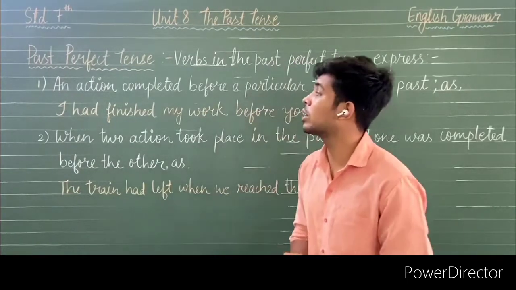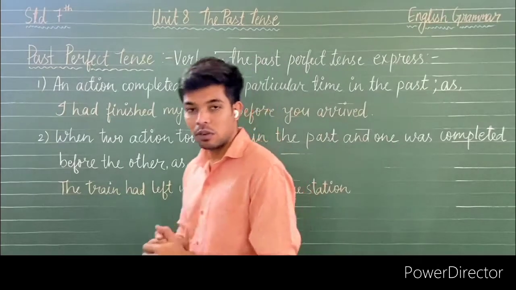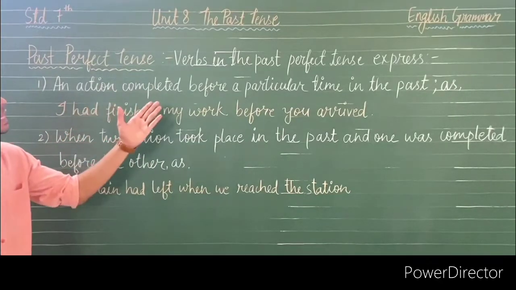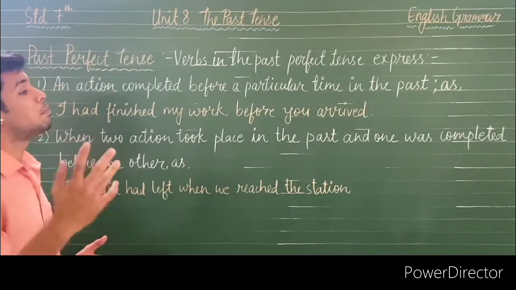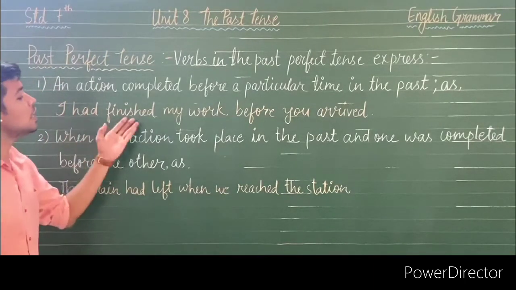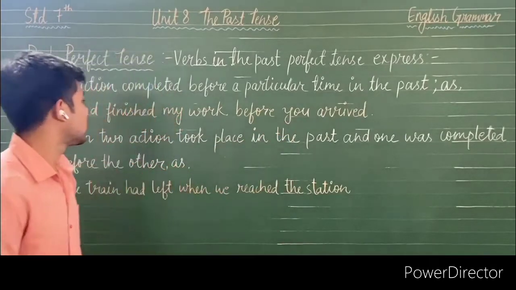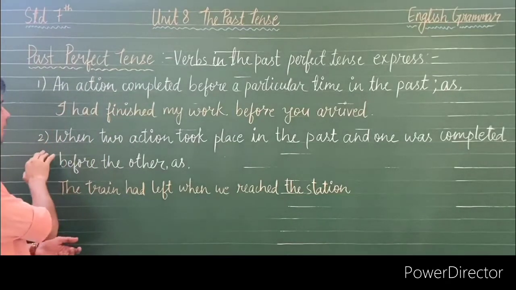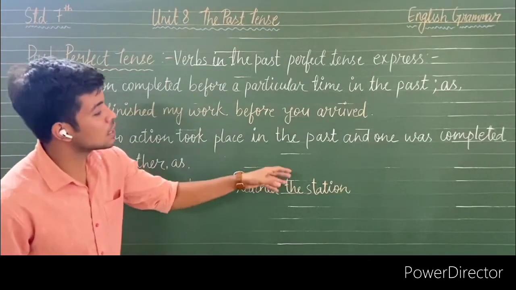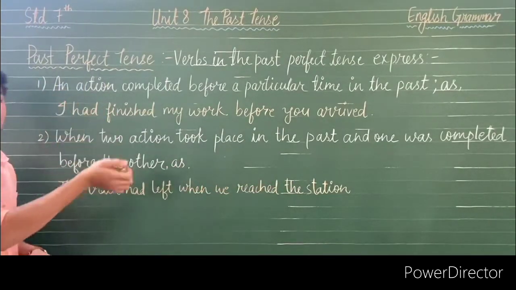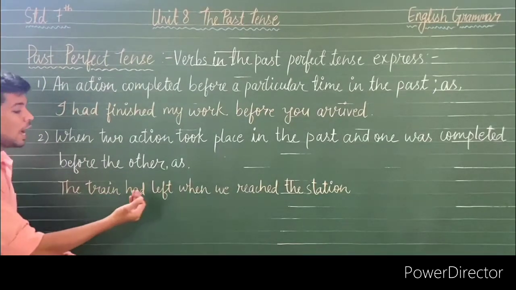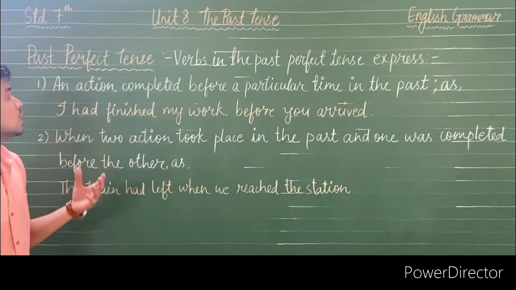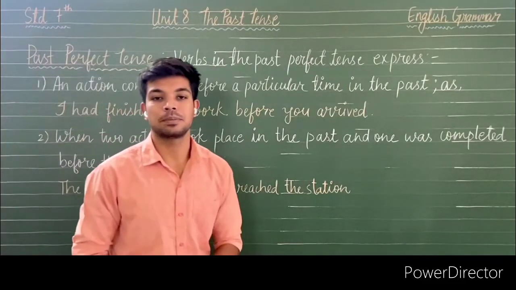Now we will discuss past perfect tense. Verbs in the past perfect tense express, first, an action completed before a particular time in the past. For example, I had finished my work before you arrived. So here had finished represents the past perfect tense. Second, when two actions took place in the past and one was completed before the other. For example, the train had left when we reached the station. So in this kind of sentence, we use past perfect tense.